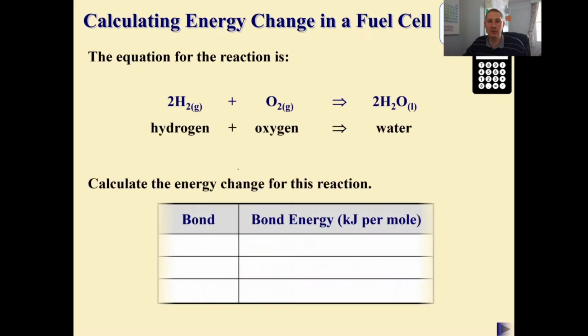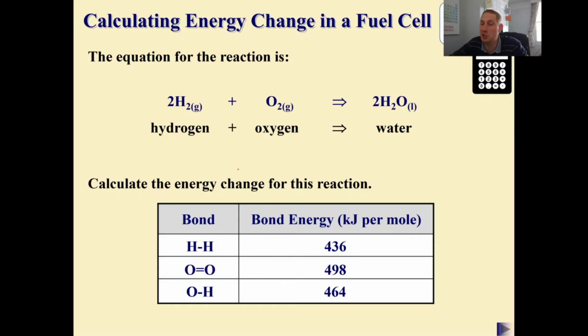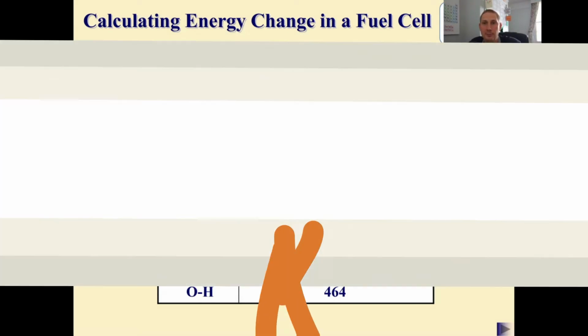Here's one for you to have a go. Convince yourself that you can do them. It should be very quick. What is the energy change for the reaction that occurs in a fuel cell? Go.